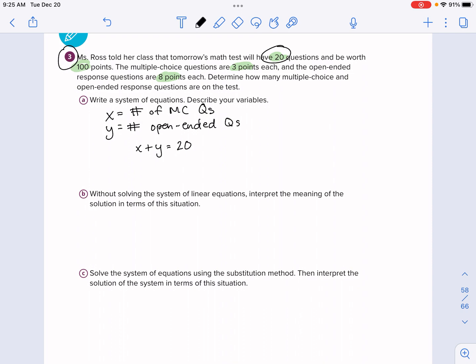And then separately, let's also configure the point values for each type. For each multiple choice, it's 3 points, so it's 3x. For each open-ended response, it's 8 points, so 8y. And then if you take those and figure out the total amount of points, it is 100 points for the entire test. Okay, so from that, great, we have that. Our solution, what is it going to represent? This is going to represent the number of each type of, we'll say, test question.